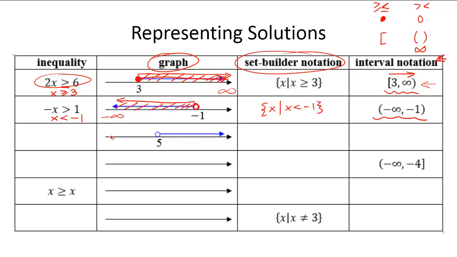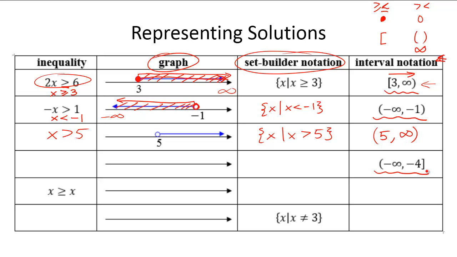This one here is represented by x being greater than 5, not including because of the open circle. So same for set builder notation. And for interval notation, it starts at 5 and goes to infinity, not including 5, not including infinity.